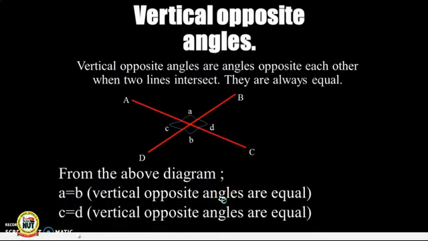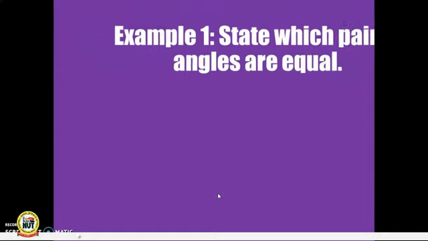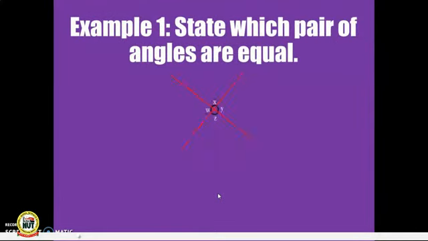Are we together? So let's have example number 1. Example number 1 says: state which pair of angles are equal. Look at it here. This is the diagram, and you have angle X, angle Z, angle W, angle Y. So which ones are equal? Is it X and W? Is it Y and Z? So let's see the solution and how we are going to do this.